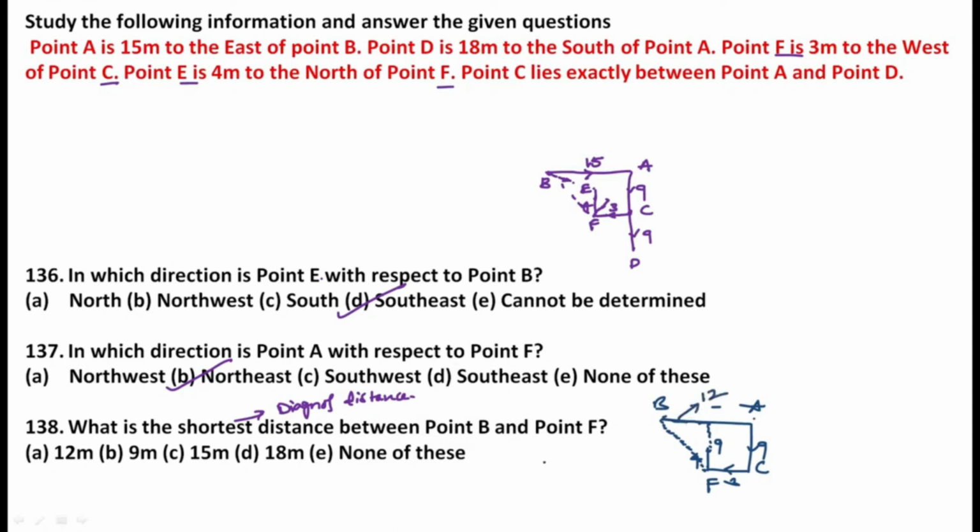Now the final answer, the shortest distance between B and F. Now you just find this value, guys. So root over 12 squared plus 9 squared. 144 plus 81 under the root. So the root value is exactly equal to 225. Shortest distance is always the diagonal distance.